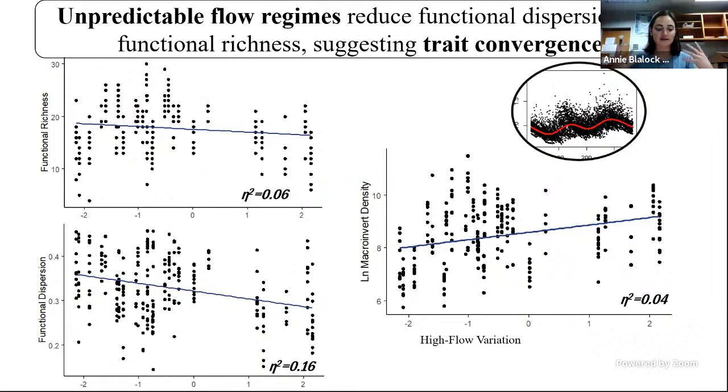So moving on, we found unpredictable flow regimes, or increased unpredictability, reduced functional dispersion and functional richness. Again, we're looking at functional richness, dispersion, and the macroinvertebrate density, and the impact of high flow variation on all of those variables. So unpredictable flow regimes reducing functional diversity supports our hypothesis, and likely leads to trait convergence. So we see that the number of traits and trait combinations is reduced in a disturbed community, likely converging on particular traits that are selected for this environment.